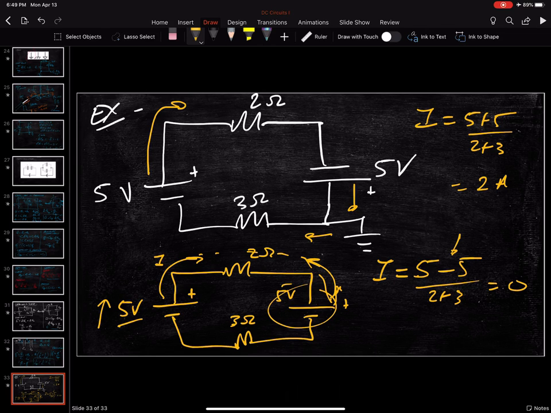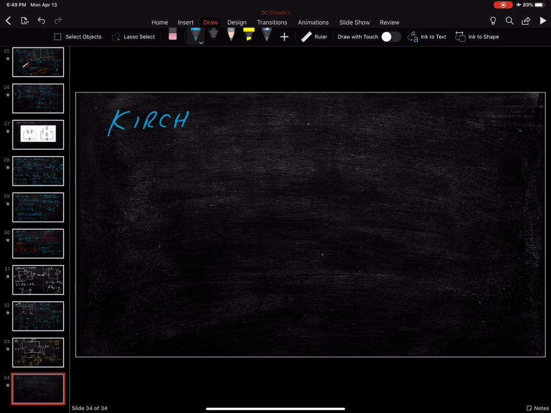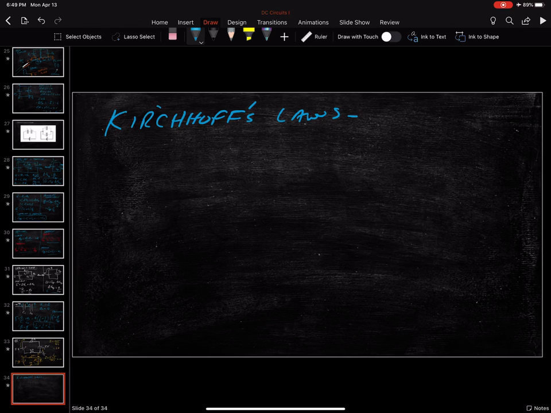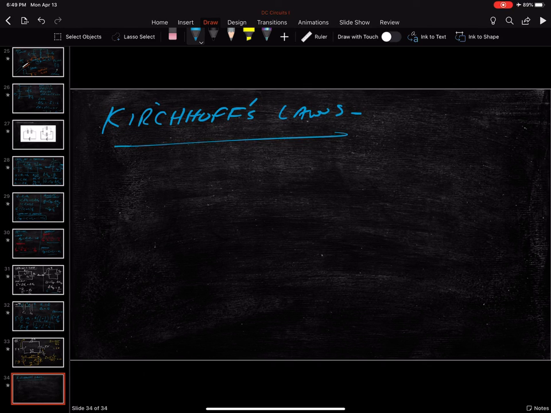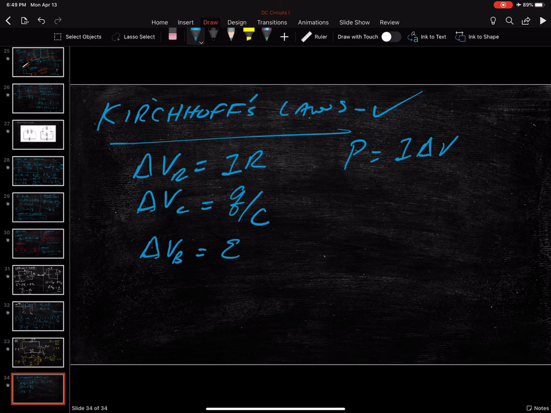And so this introduces the basic ideas of circuits and things like that. Okay? And the important things to remember are these Kirchhoff's laws, which are generally true. They're going to be true for DC circuits. They're also going to be true for AC circuits when we talk about those things. So these are important. Remembering the delta V of a resistor is I times R. Delta V of a capacitor is Q over C. And delta V of a battery is this E. Those are important. And that P is equal to I times delta V. That's important.